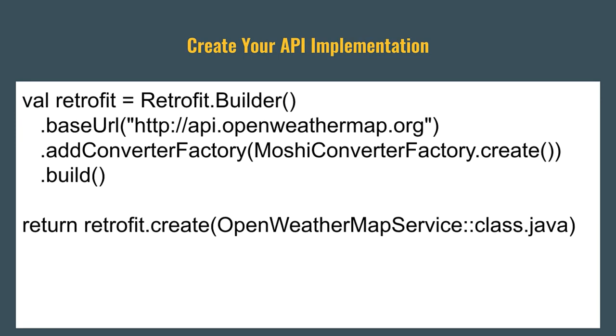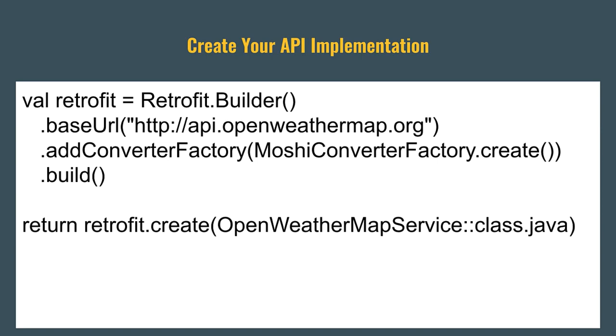Once we have our OpenWeatherMap service interface defined, we can use that Retrofit Builder class to create a Retrofit object and then use that to create that generated instance of our API class. It's in this builder process where we also have an opportunity to customize how our requests will be made. So in this case, I've specified a base URL of api.openweathermap.org. I've then added a converter factory.